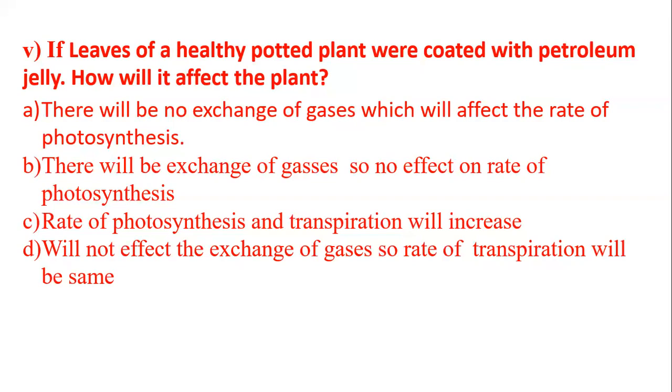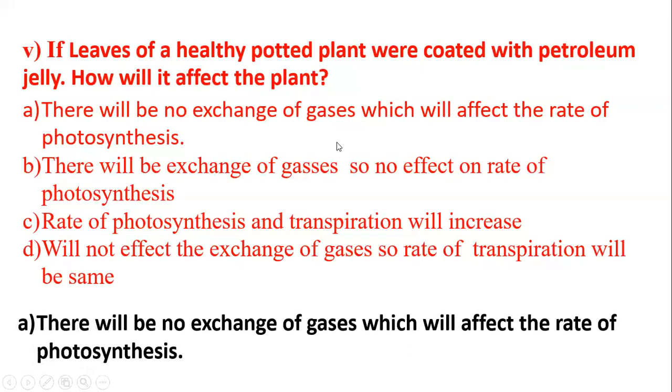The correct option is A, because we already discussed this answer. If there is a layer coated on the leaf, there is no exchange of gases. The stomata are completely covered with the layer. No exchange means no photosynthesis, and even no respiration. Got it? The first option is the correct one.